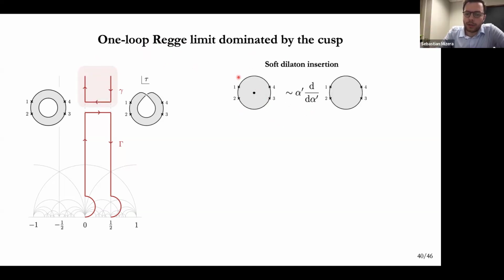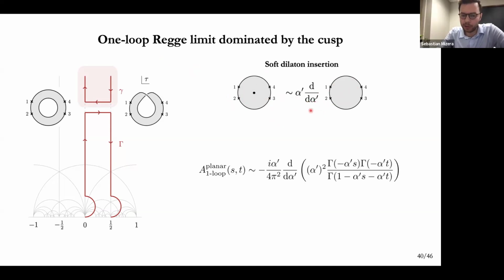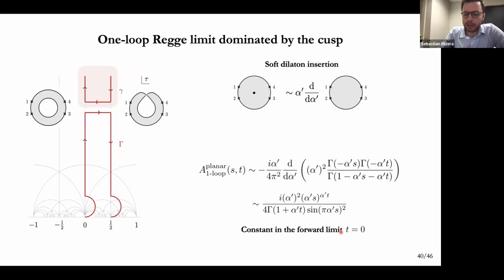And the way to see it is that I mentioned already that the limit is correct. You can evaluate it, and it turns out to be the alpha prime derivative of the Veneziano amplitude. So in equations, what I'm saying is that this dominant contribution looks basically like this: the Veneziano, and then you hit it with the alpha prime derivative. And if you do it, then you would find this expression that in the forward limit, t goes to 0, goes to a constant.